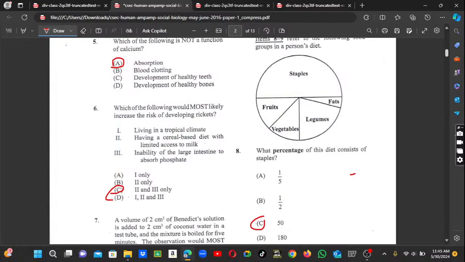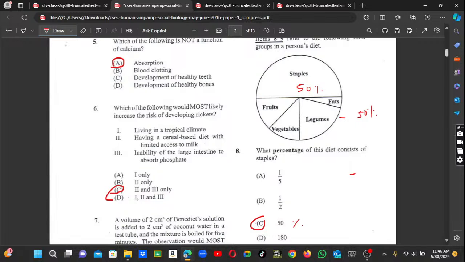Moving along, guys. Number 8 says what percentage of the diet consists of staples. This one is a pretty giveaway question, because this would be out of 100. Half of 100 would be 50, so 50% here, and in total all of these that are divided here would be another 50%. So 50 and 50 will be 100, but it's been divided into sections. So we can know that staple would be 50. So this is supposed to be 50%.